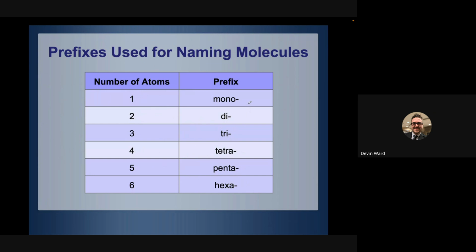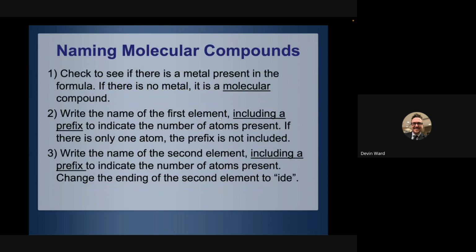So mono is 1, di sounds similar to bi, but instead of bi being 2 for a bunch of other prefixes, like a binomial in math, di is 2 in science for chemistry. Tri is 3, tetra 4, penta 5, hexa 6. Most of these are pretty self-explanatory. Tetra is the one weird one that you just have to remember. So when we name molecular compounds, check first to see if there's metal present in the formula. If there's no metal, then it's a molecular compound.